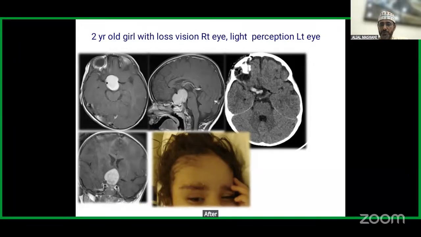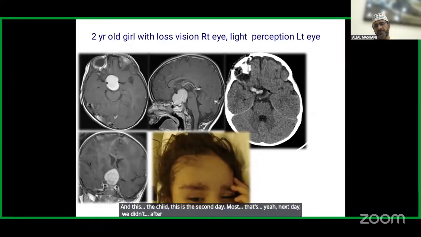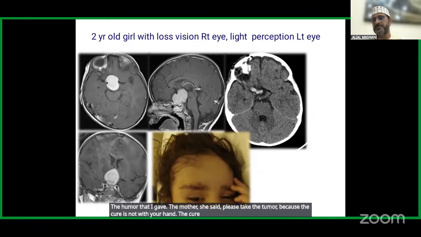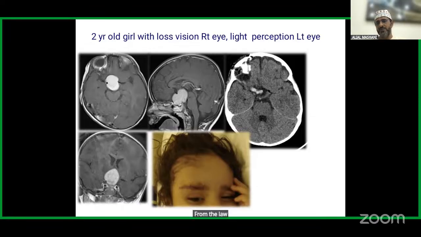After we did the supraorbital approach, you can see the skin incision here, and this is the next day, within 24 hours. The moment we reached the tumor, we thought it was a glioma. I talked to the parents: either we quit and remove it later, or we take the tumor now. The mother said, please take the tumor, because the cure is not in your hand. The cure is from Allah. So we did that.